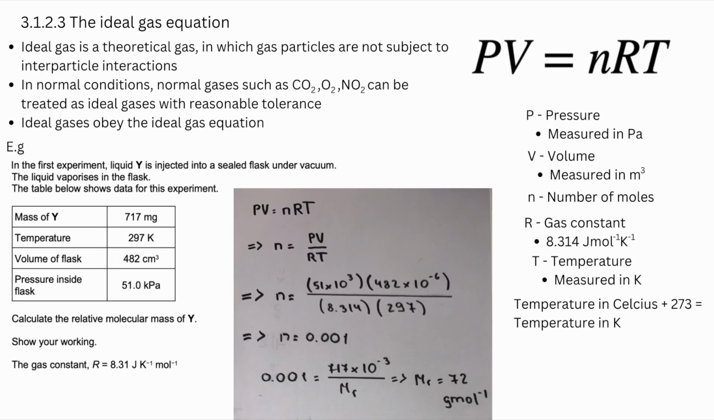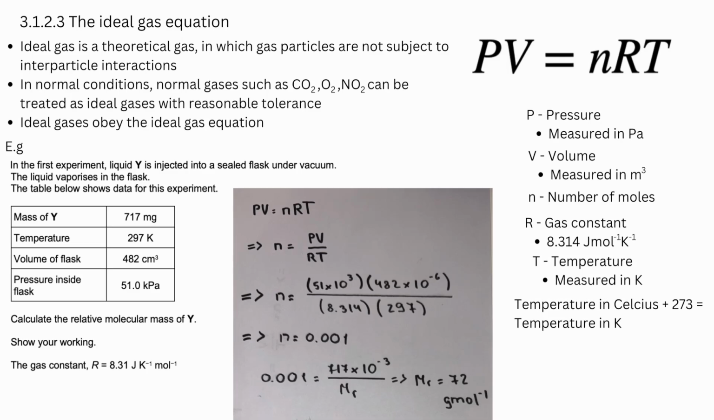Volume and pressure are given in the wrong units, so they need to be converted. In 1 meter cubed, there is a million centimeter cubed. So in order to convert from centimeter cubed to meter cubed, you need to divide your value by a million, or multiply by 10 to the power of minus 6. Pressure is given in kilopascals. To convert to pascals, you just need to multiply by 1000.